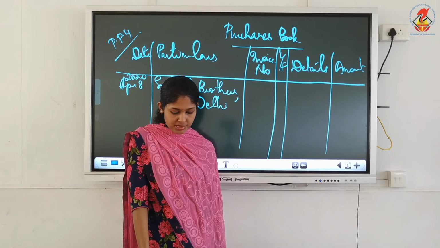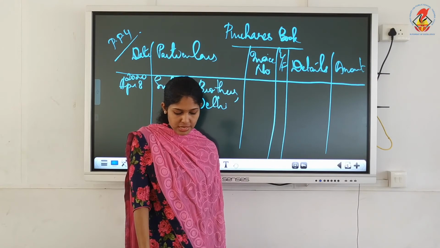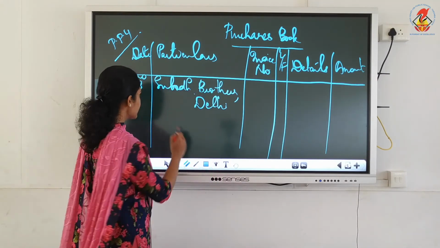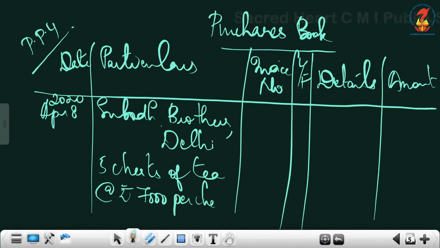Then what are the other transactions? 15 boxes of tea, special green tea. So you are dealing in the same business. You can write the transaction here. 5 chest of tea at the rate of 7,000 per chest. So 7,000 into 5, you can write 35,000 in the details column.